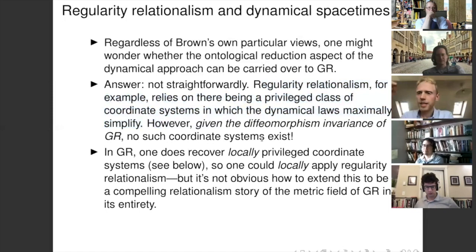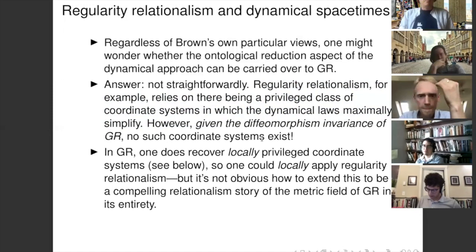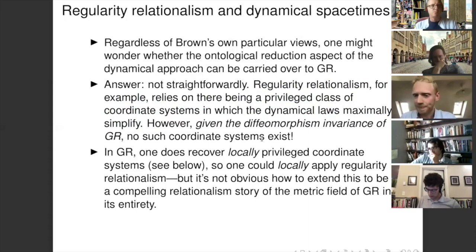Now, maybe here's a way in. I've already talked about this a little bit, and I'm going to talk about it more later. It is true that in general relativity, you do recover locally privileged coordinate systems. Very roughly speaking, locally, the dynamics governing matter takes a special relativistic form. Locally, the metric field reduces to something like the Minkowski metric. So if you could somehow start off with the local stuff and build back up the metric field, maybe this would be a way in to getting this kind of project off the ground. But no one has done it yet. So, like I said, here's an opportunity for you if you're interested to make a contribution.